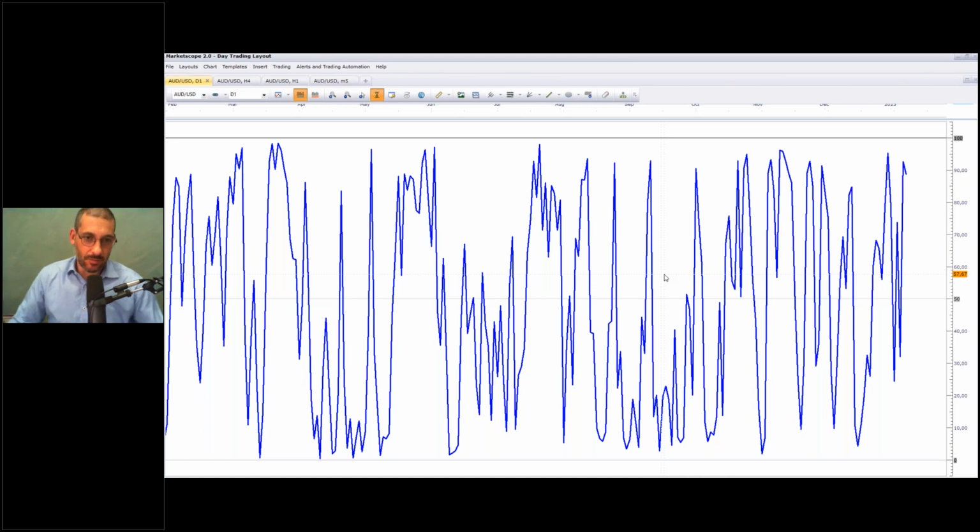Effectively, let's just summarize what we've discussed this morning. It looks as if the jobs data has effectively reconnected the greenback with the real rate. But the day trading layout is just suggesting a little bit of froth that needs to clear. So just a little bit of caution in the air.